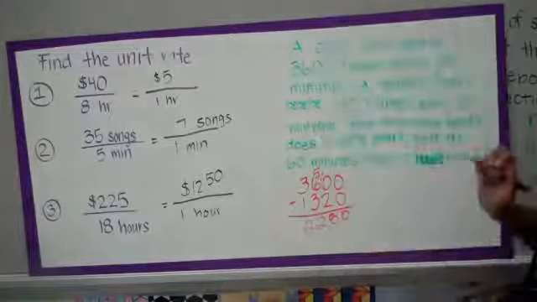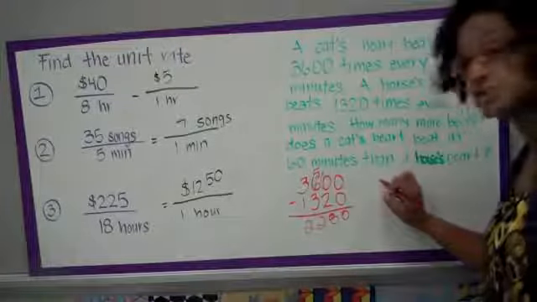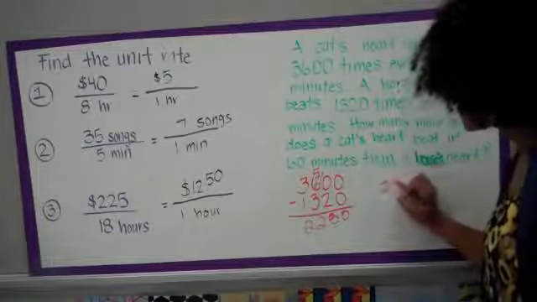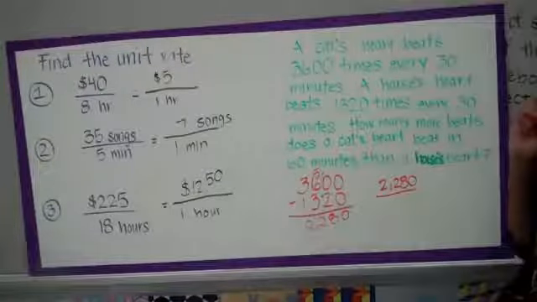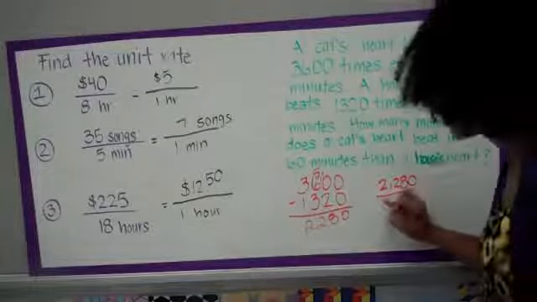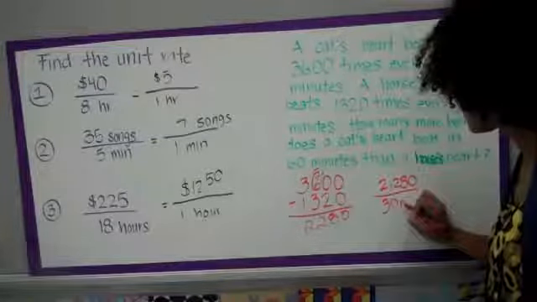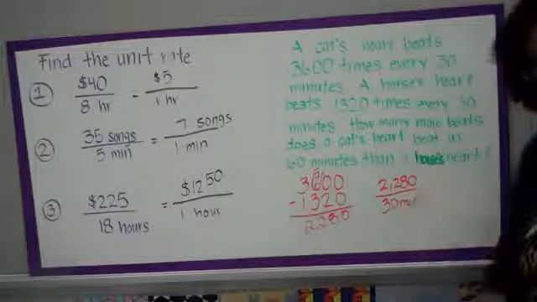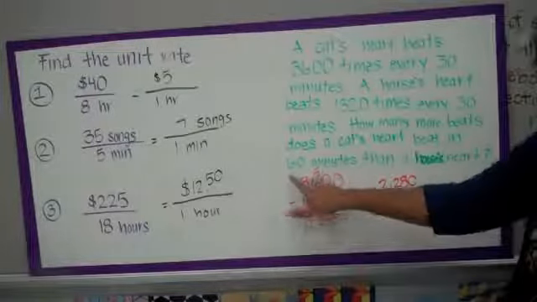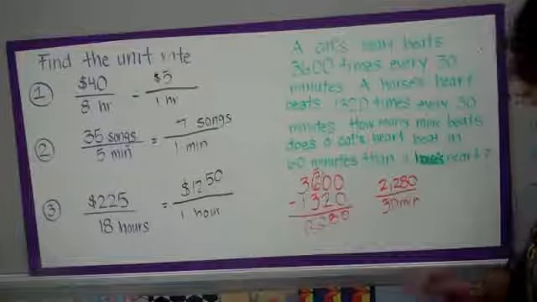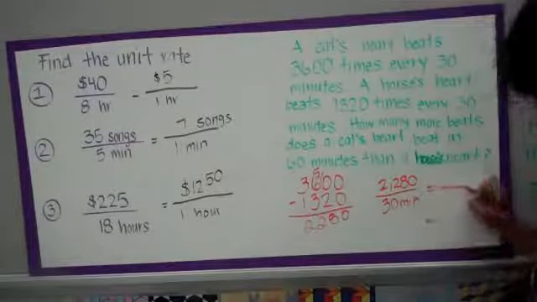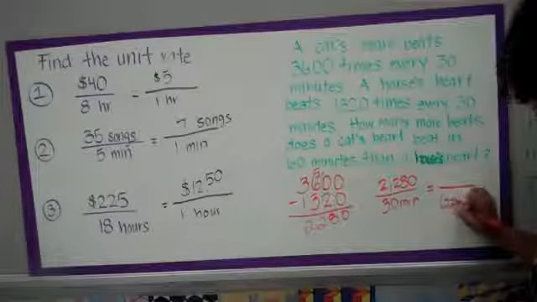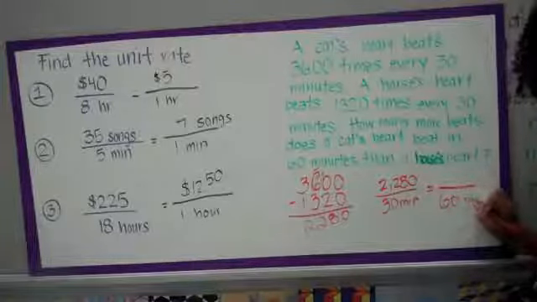All right, so a cat's heart beats 2,280 times more than a horse's does in 30 minutes. However, that is not the question. The question is asking us for 60 minutes. So let's make an equivalent ratio that has a comparison for 60 minutes.